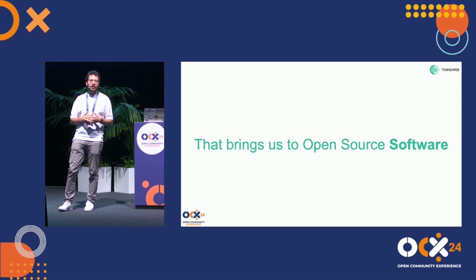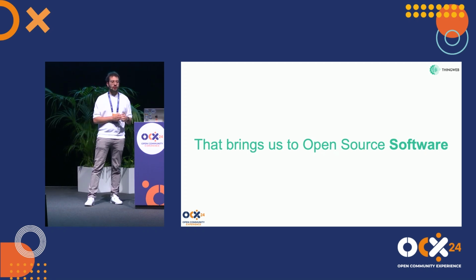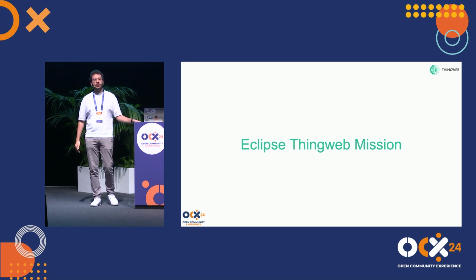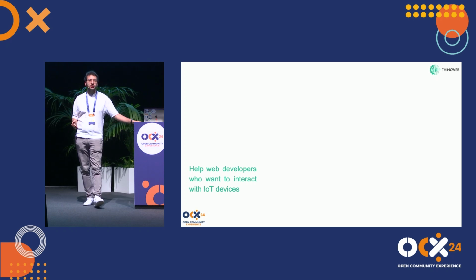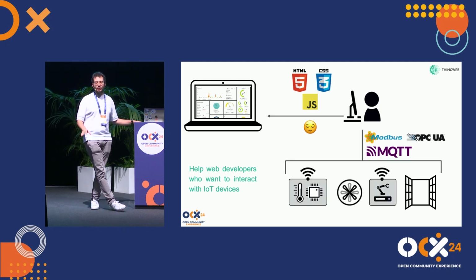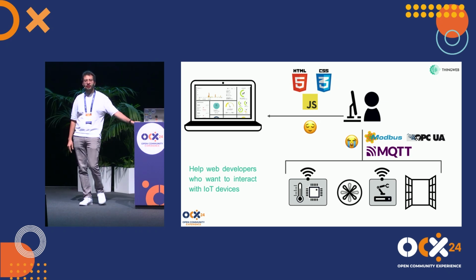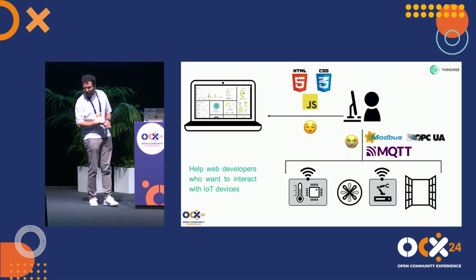So in the end, since the beginning of the standardization efforts, we wanted to make sure that everything is implementable and accessible to the open source community. And that's where the Eclipse Thingweb's mission comes in. Thingweb has two goals in its mission. On one hand, it's helping the web developers who are very happy with HTML, JavaScript, and so on. But then once they look a bit down to these devices, you see some weird protocols, and they really don't like it. So they don't want to deal with these bits and bytes or writing to coils or, I don't know, understanding a completely new world.